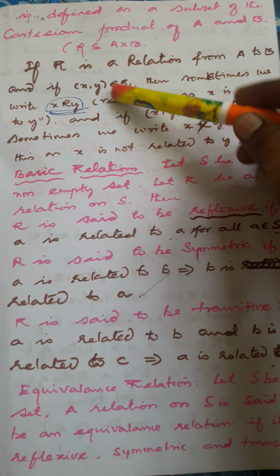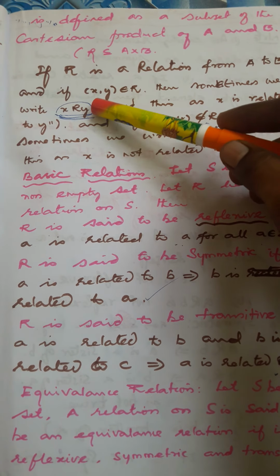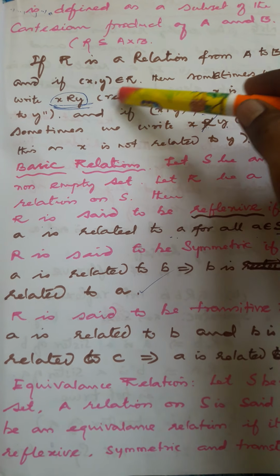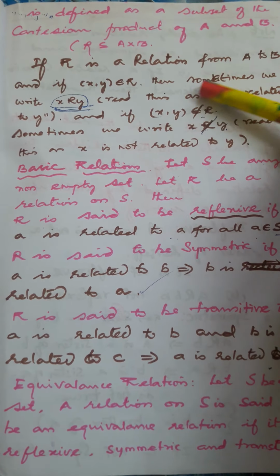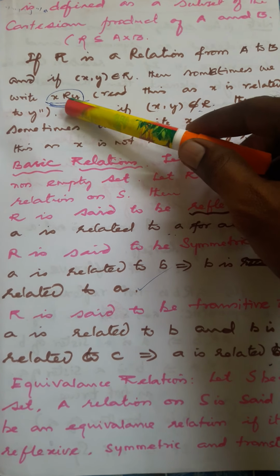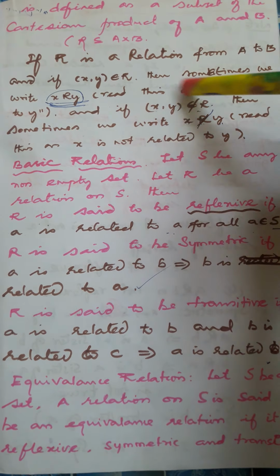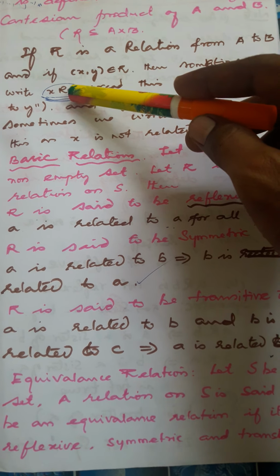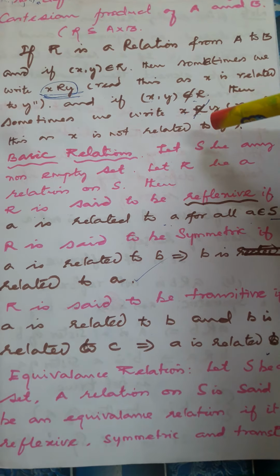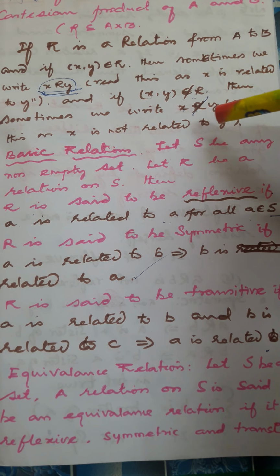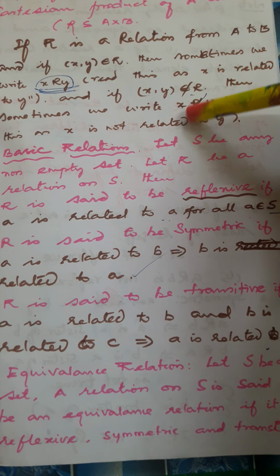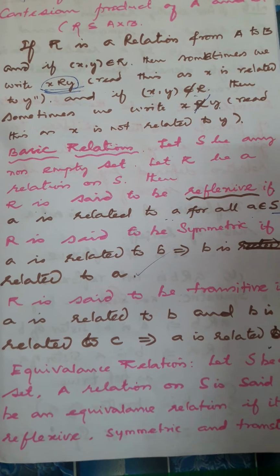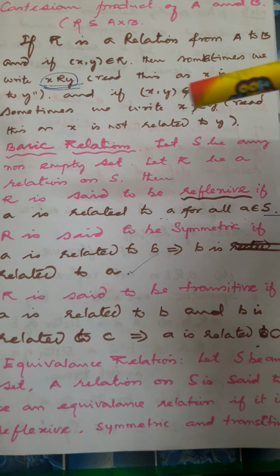Okay. Now if R is a relation from A to B and if (x, y) belongs to R, this is our element of relation, then sometimes we write x R y. This is read as x is related to y. So you should know the notations in your higher secondary. Like that, the next one will be x is not related to y. I strike out the R, so it is read as x is not related to y. So you can read the remaining things yourself.